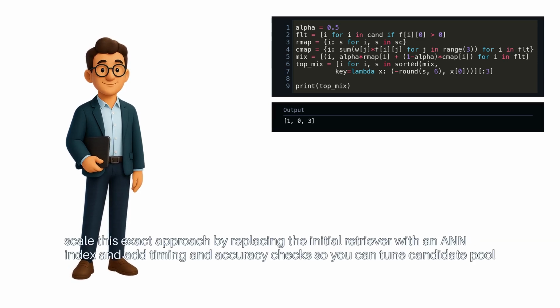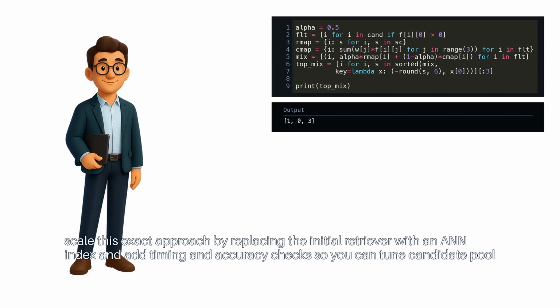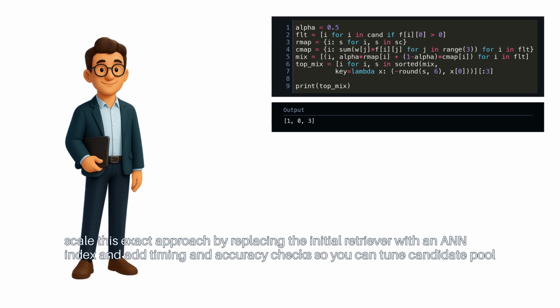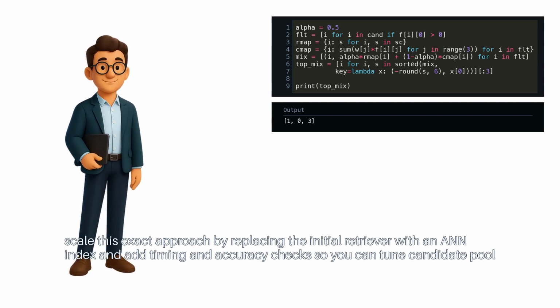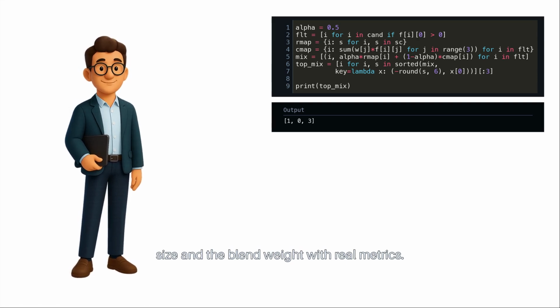Next step: scale this exact approach by replacing the initial retriever with an ANN index and add timing and accuracy checks so you can tune candidate pool size and the blend weight with real metrics.